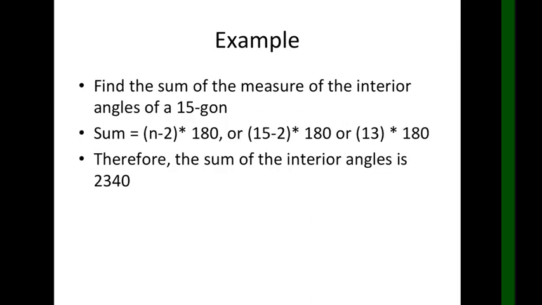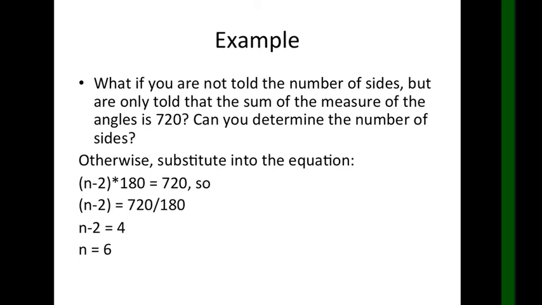What if you are not told the number of sides? What if you are only told that the sum of the measures of the angles is 720? Can you determine the number of sides? Substitute into the equation: (n minus 2) times 180 equals 720. We are given the total measure, but not the number of sides, and the number of sides is what we are looking for.